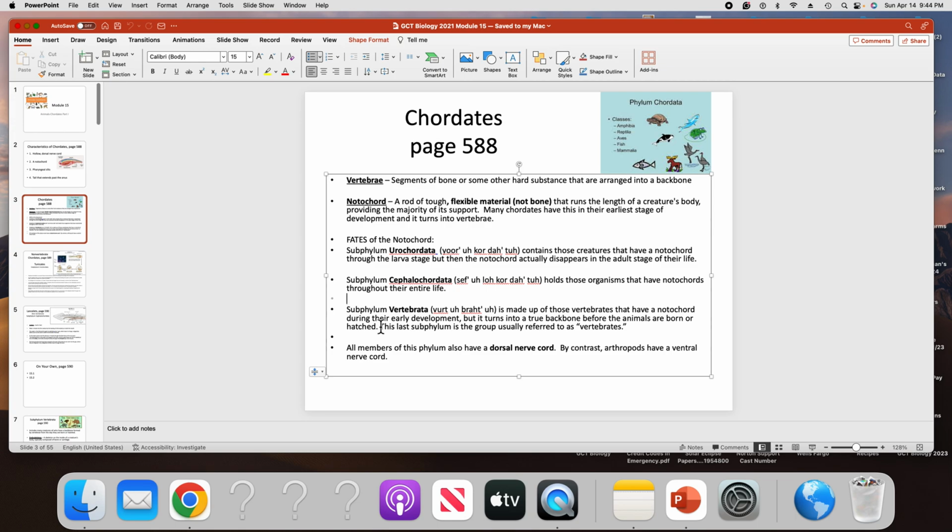And then finally, we have the subphylum Vertebrata, which is made of vertebrates that have a notochord during early development, but it turns into a true backbone before the animals are born or hatched. This last group is referred to as vertebrates. So all members of this phylum have a dorsal nerve cord, but by contrast, you may remember in our previous module, the arthropods have a ventral nerve cord. I know some of you carefully dissected out that nerve cord from the crayfish, and you found it in the ventral side.